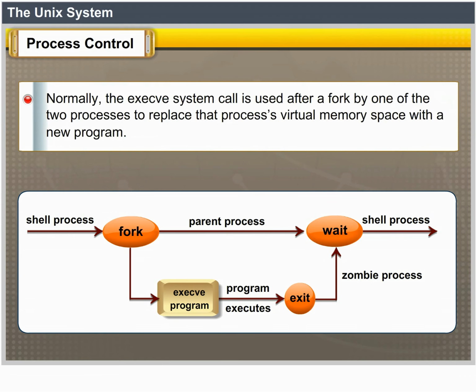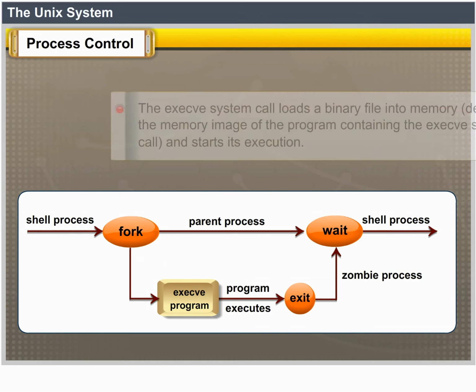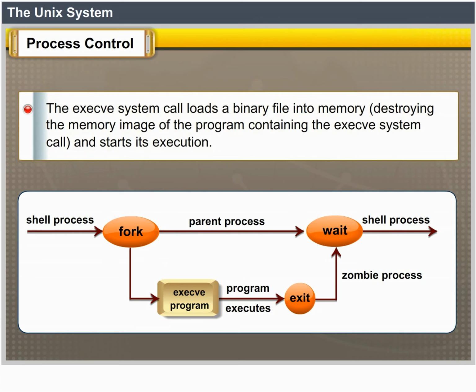Typically, the EXECVE system call is used after a fork by one of the two processes to replace that process's virtual memory space with a new program. The EXECVE system call loads a binary file into memory, destroying the memory image of the program containing the EXECVE system call, and starts its execution.